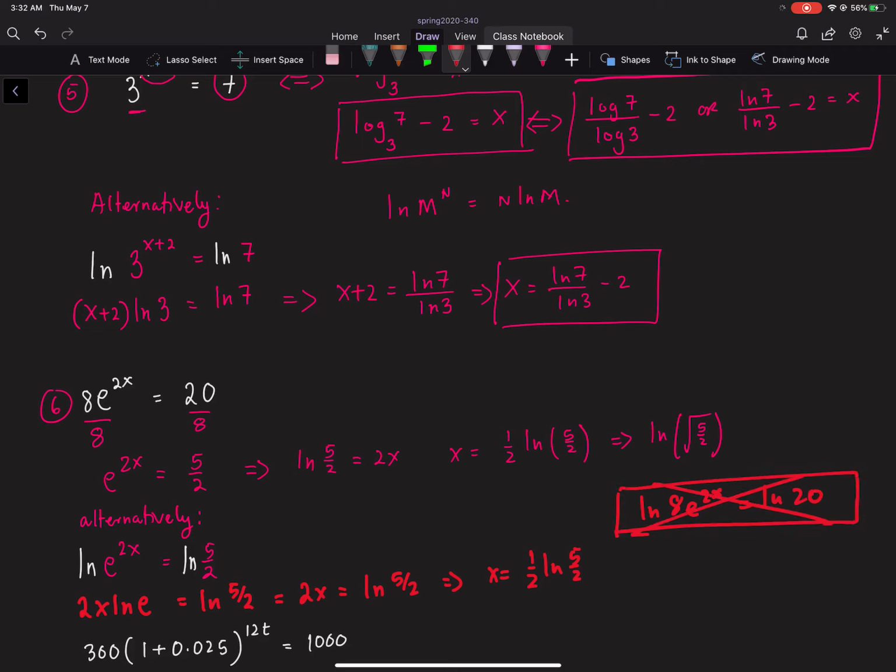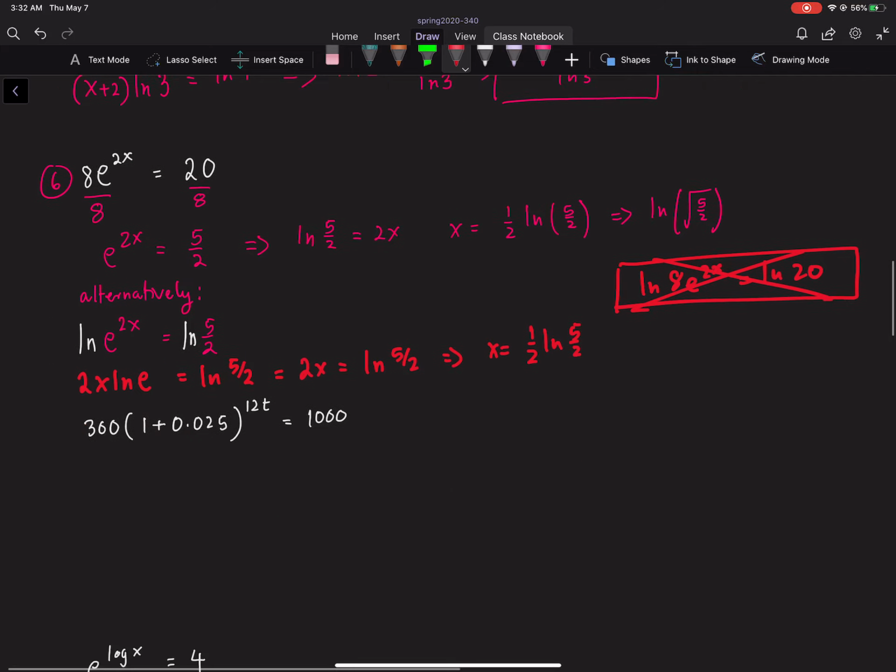All right, that's a bad way to start learning how to solve equations utilizing natural logs. Always make sure that the coefficient on the base is 1, so that you can apply the natural log on both sides. Let's look at the next equation.